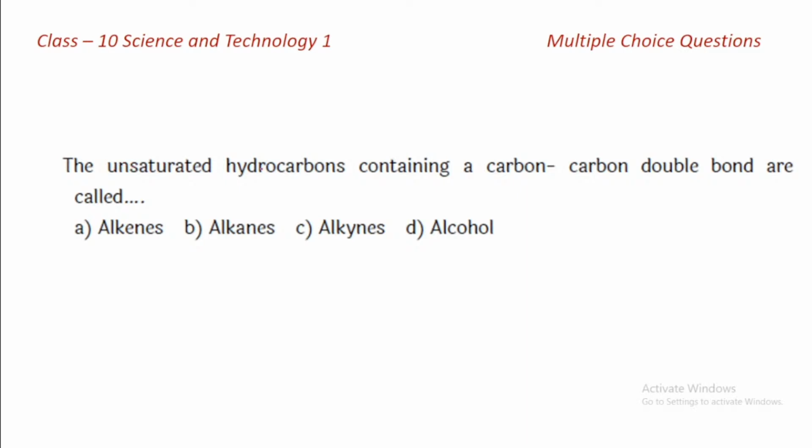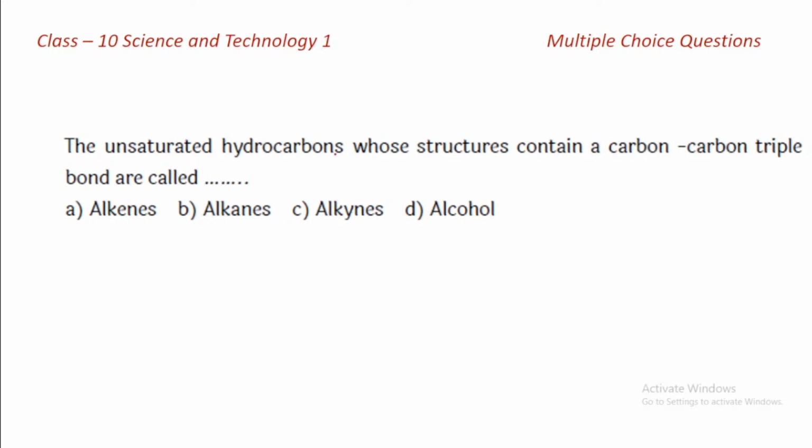The unsaturated hydrocarbons containing carbon-carbon double bond are called dot dot. Option A is alkenes, option B alkanes, option C alkynes, or option D alcohol. So the correct answer for this question is option A. It is called an alkene. That is, unsaturated hydrocarbons containing carbon-carbon double bond are called alkenes.